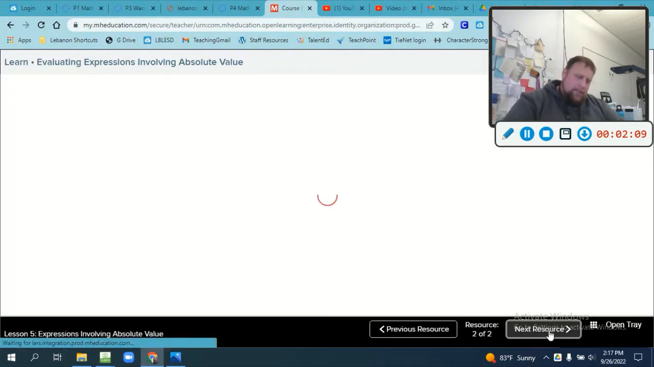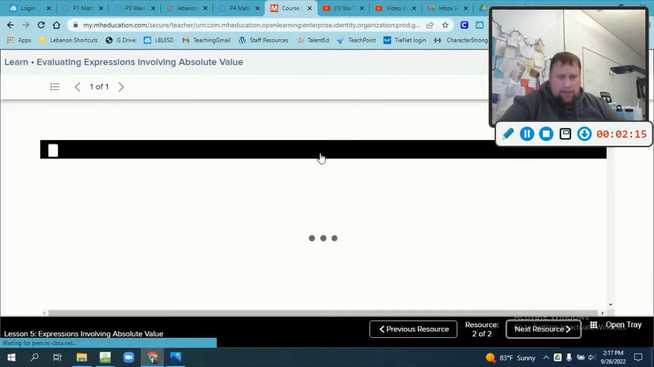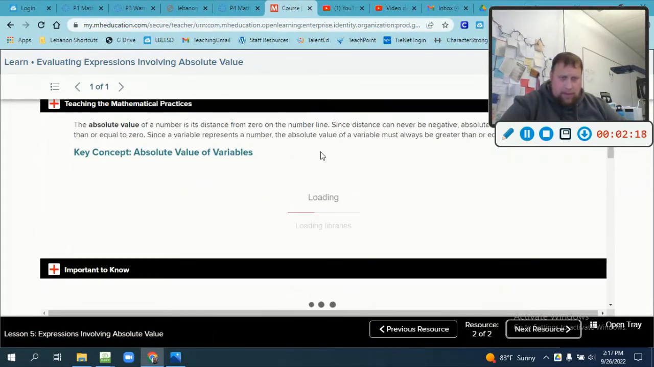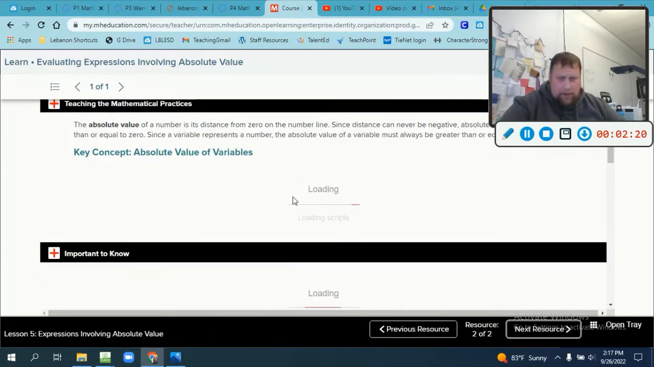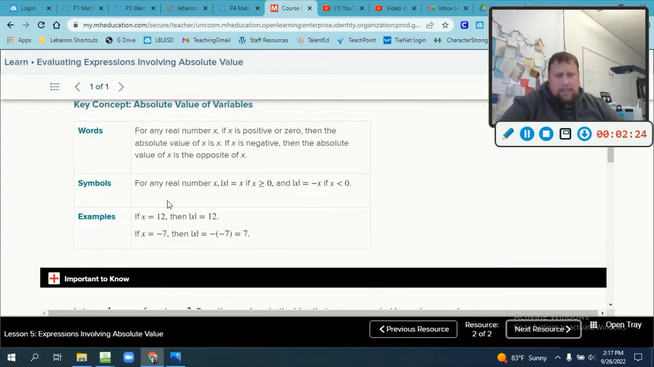Fill in that box you see that says absolute value of variables. I'm going to get it loaded up for you. And you're just filling in the symbols and the examples. So the symbol says for any real number x, the absolute value of x equals x, if x is greater than or equal to 0. Okay? And absolute value of x equals negative x, if x is less than 0.